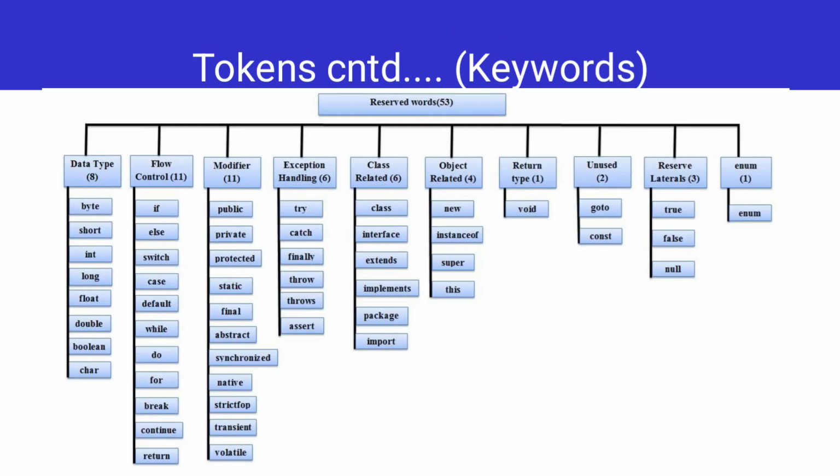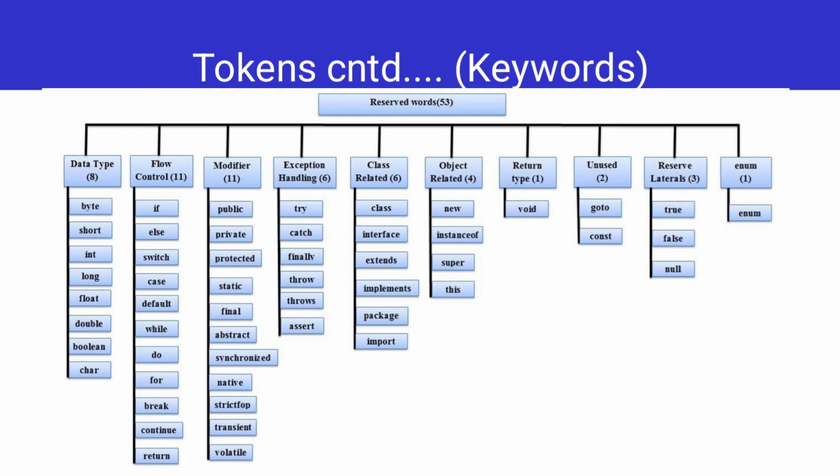Now, start with the keyword. What is a keyword? A keyword is a reserved word in the Java program. A keyword is also termed a reserved keyword. In reserved keywords, the following categories are there. The first one is data type: byte, short, int, long, float, double, boolean, char. According to flow control statements, we have if, else, switch, case, default, while, do, for, break, continue, and return.